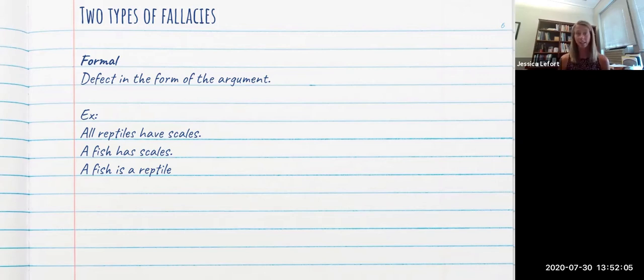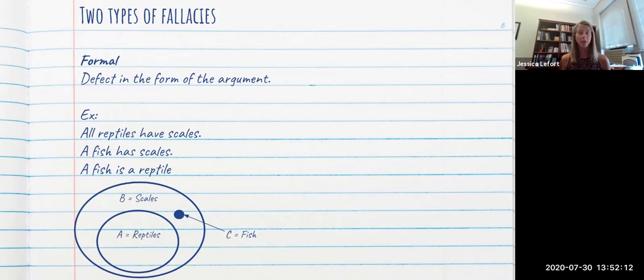Here's an example. All reptiles have scales. A fish has scales. A fish is therefore a reptile. If we were to diagram this, it would look like this. B is the circle of things that have scales, and A is the circle of things that are reptiles, all of which fall in the category of scales. Then we have C, which is a fish, which falls in the category of things that have scales, but does not fall in the category of reptiles.